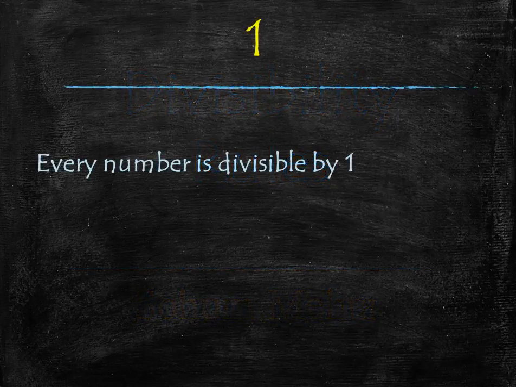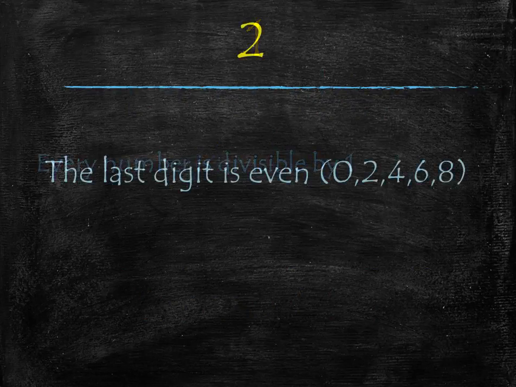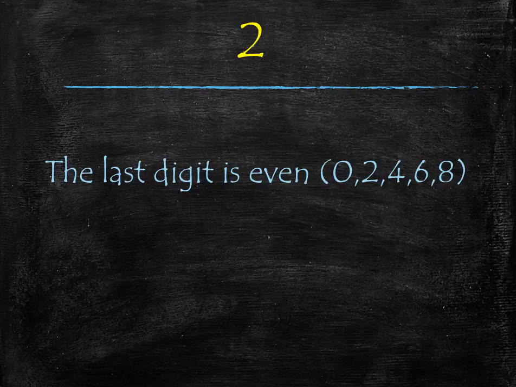This one's easy. We all know that every number is divisible by 1, so no rule needed here. Next, 2. For 2, we need to look at the last digit of the number, that is at the ones place. If it's even, it's divisible by 2. If it's odd, then it's not. For example, 128. The last digit is 8, so 128 is divisible by 2. 129. The last digit is 9, and 9 is odd, so no.